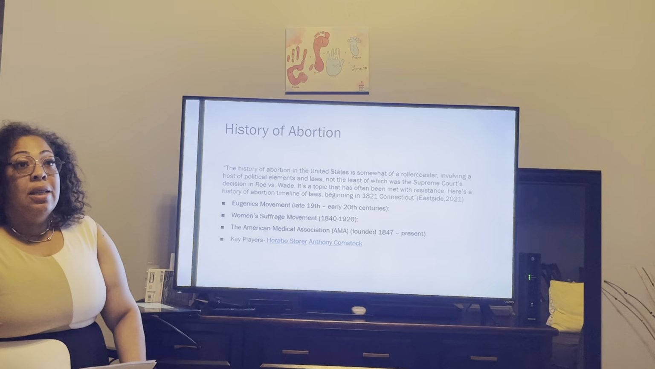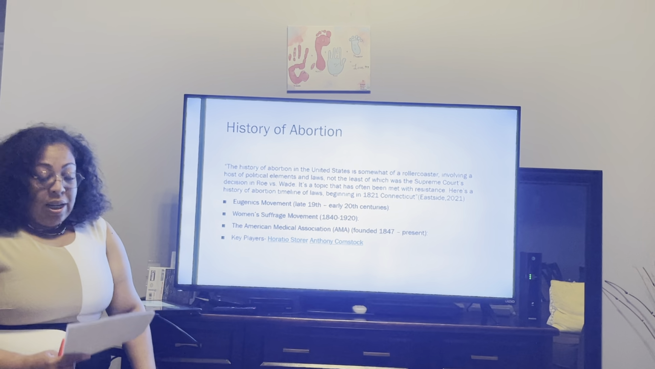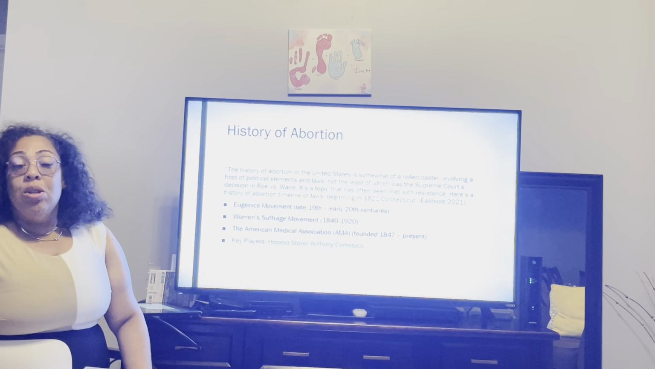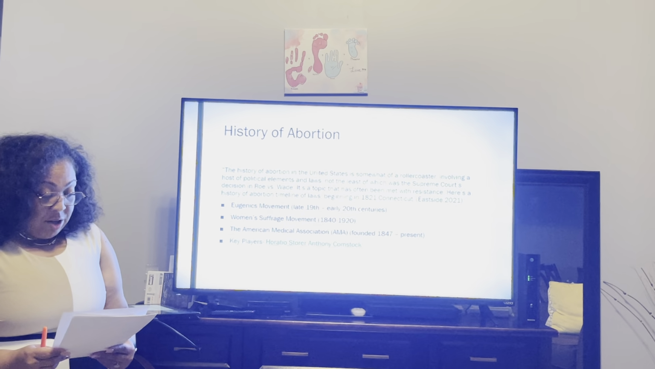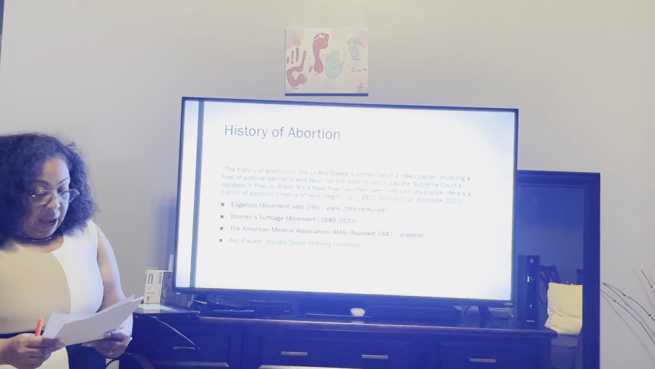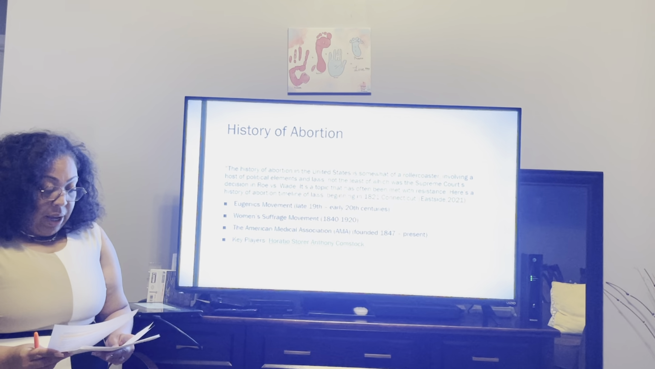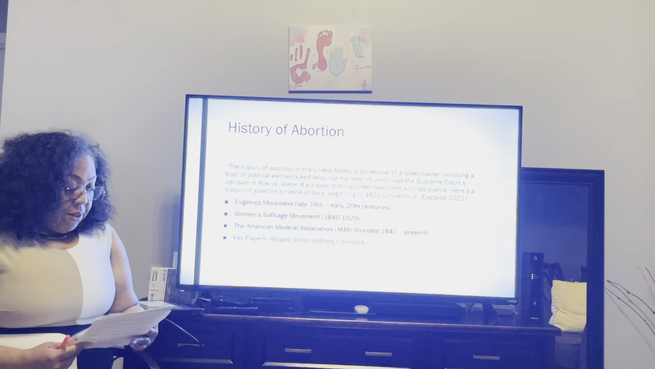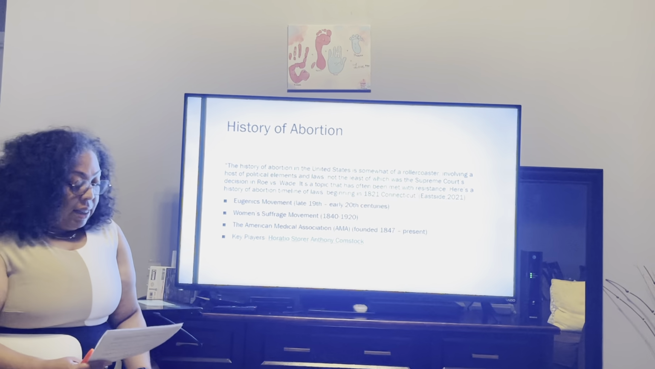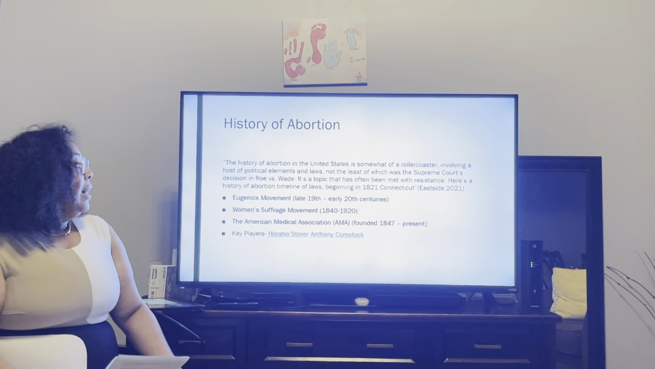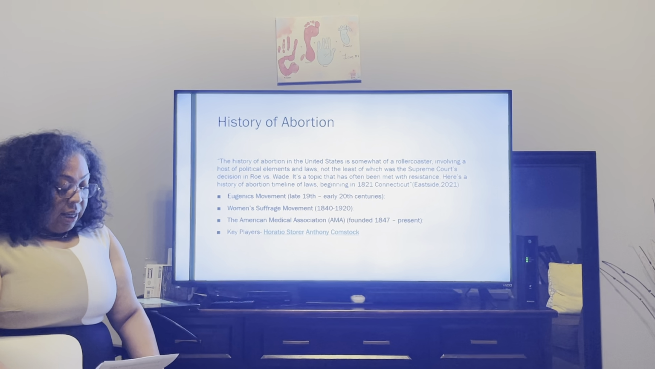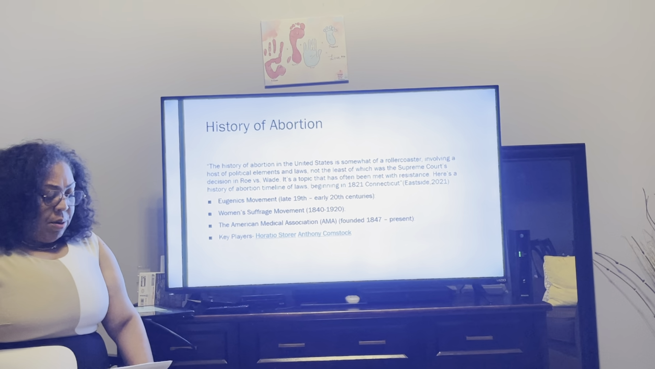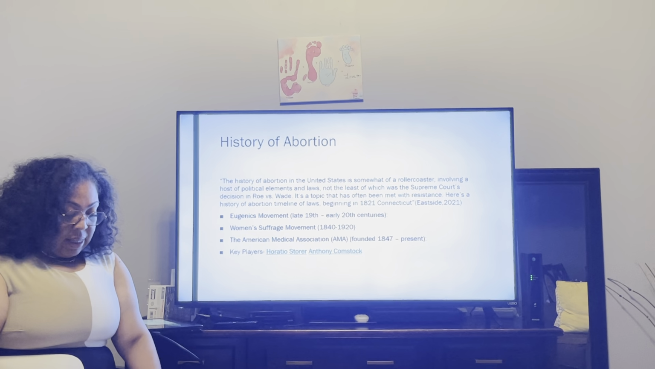Let's begin in 1821, which has to do with Connecticut, when it became illegal in the United States for a woman to put any type of poison in her body. Now we have the eugenics movement from the late 1800s to the early 20th century, where there was a declining birth rate among Northern European settlers, and it led to the government promoting the role of families and warning against race suicide, where there was a fear that incoming immigrants would soon dominate the population.